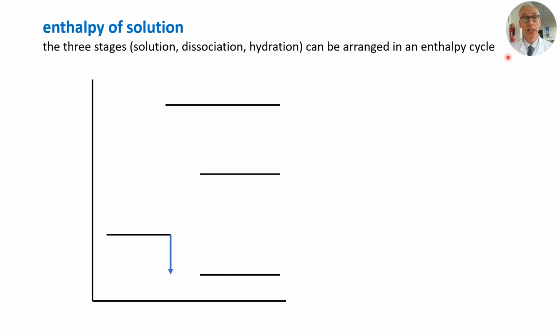Now we can arrange the process, the solution, the dissociation and the hydration into an enthalpy cycle. So I've got a template here. I think I'll run through the process for sodium chloride. So we're starting with the solid sodium chloride, or the ionic lattice, and here we're forming the aqueous ions, and that of course is the enthalpy of solution for sodium chloride.